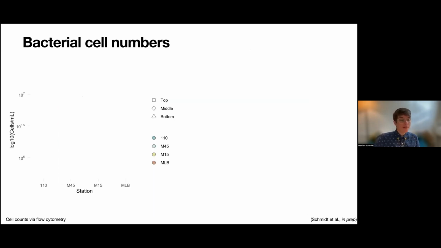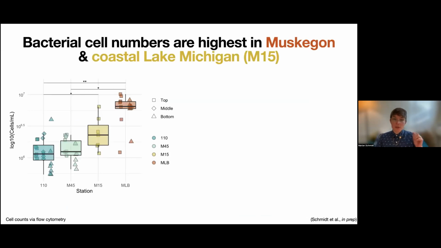And so here on the left, I have the different stations. On the right, it will be Muskegon Lake, and then we'll drive further out as we go left into Lake Michigan. What I found is that Muskegon has much higher cell abundances, and this is counts via flow cytometry. As you go farther away from the shoreline in Lake Michigan, the cell numbers decrease dramatically.